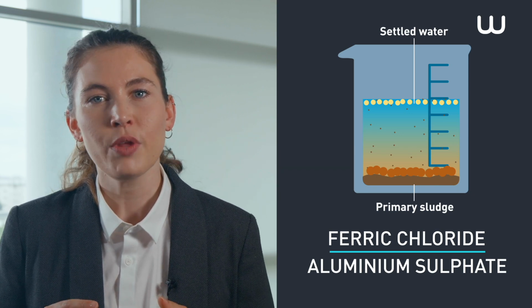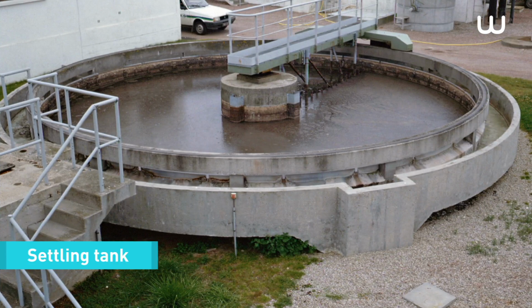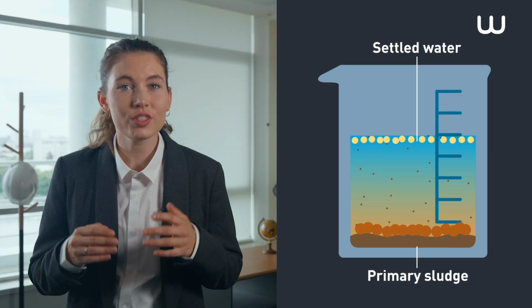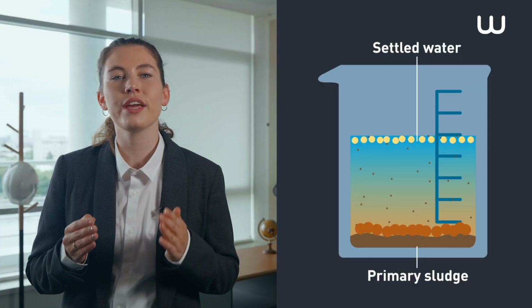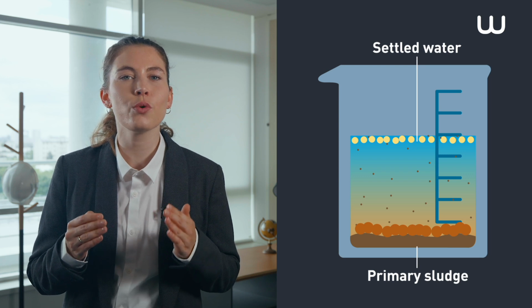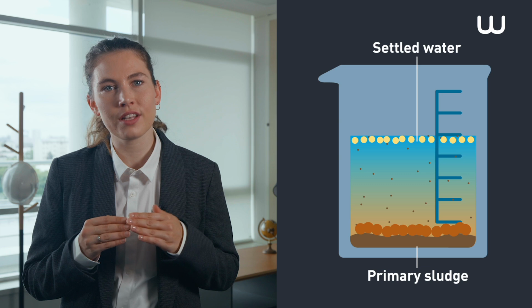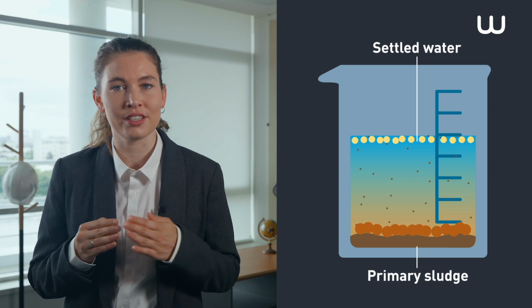Particles that settle will go to the bottom of the settling unit, called a settling tank, where they constitute sludge called primary sludge. It is called sludge because this is waste produced during a wastewater treatment process, and primary because this sludge results from primary settling. Water that has undergone settling is then recovered at the surface.